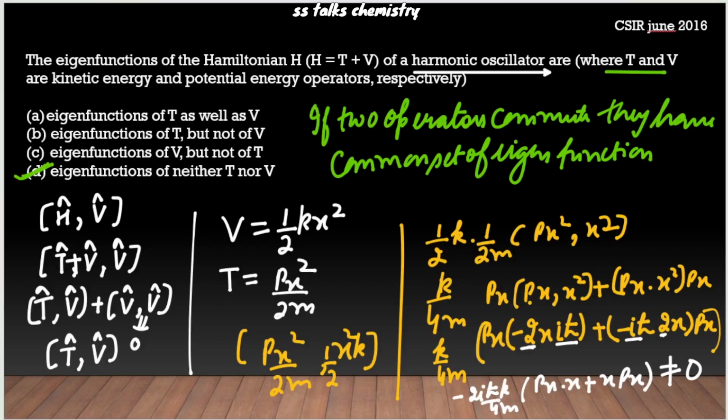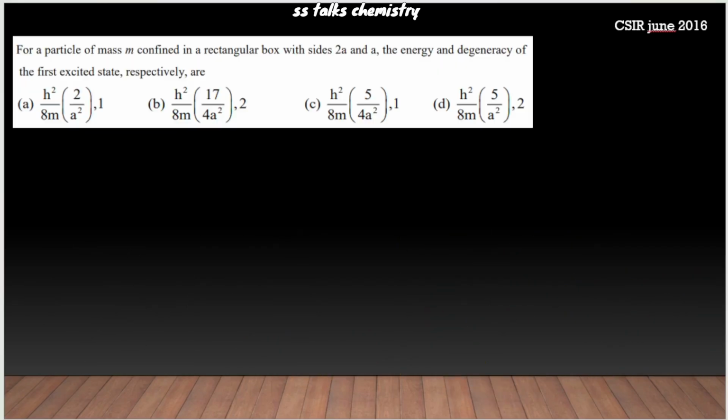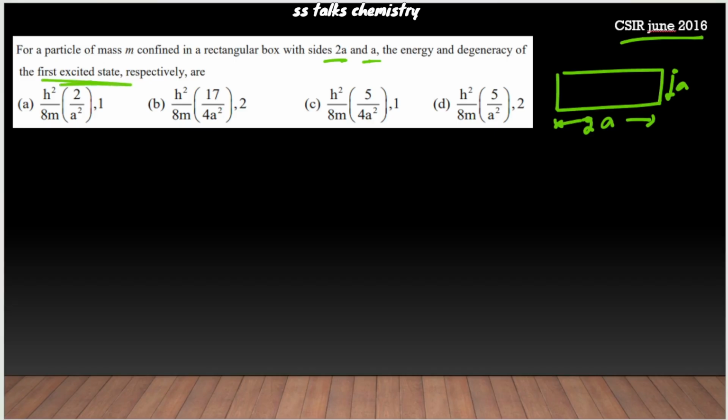Okay. Next, this question, CSIR June 2016. The question says, for a particle of mass which is confined in a rectangular box with sides 2a and a. So you have a rectangular box with two different lengths. This length is 2a they have given and this length is a. Find the energy and degeneracy of the first excited state.